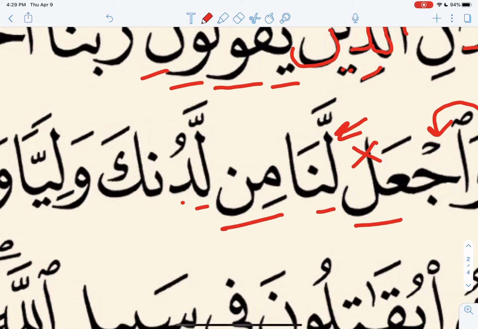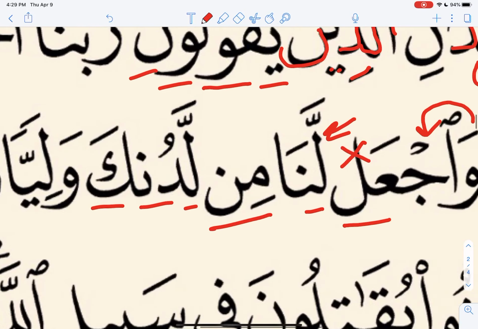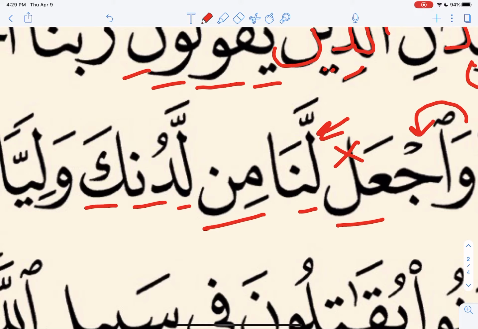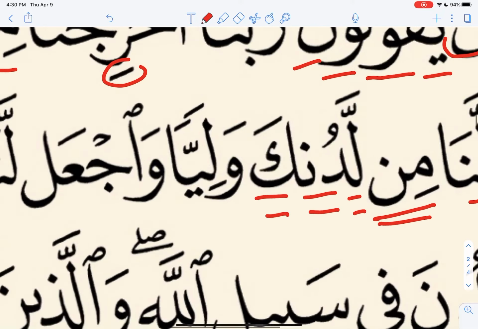La. Dun. Ka. There's some tajweed rules that are going on here, but I'll just skip them for now. We're not going to discuss them to not confuse you. Min. You do pronounce it mil. We'll talk about that later. But we're taking one word at a time. Min. La. Dun. Ka. That's all you need to know right now for reading.